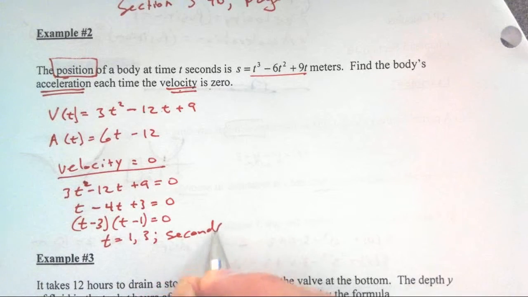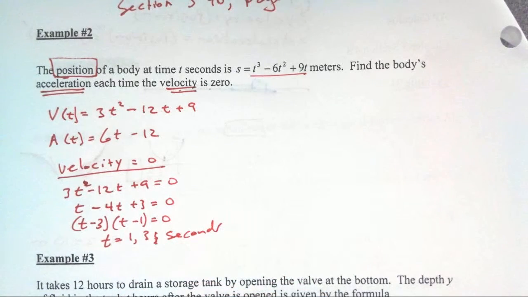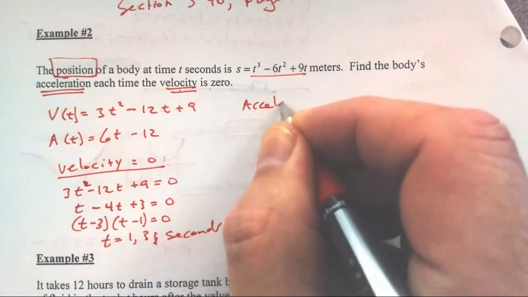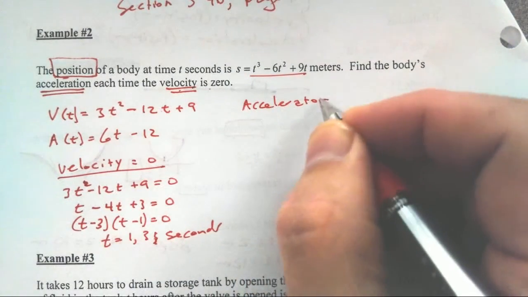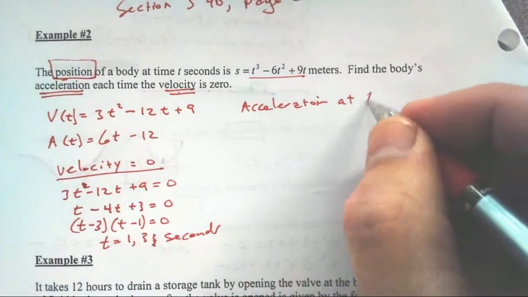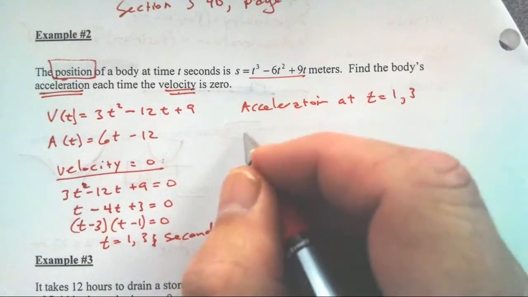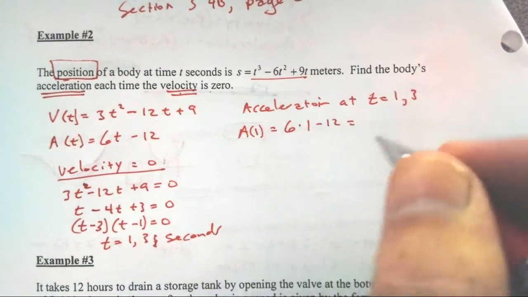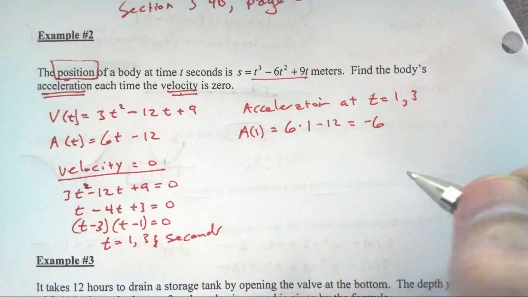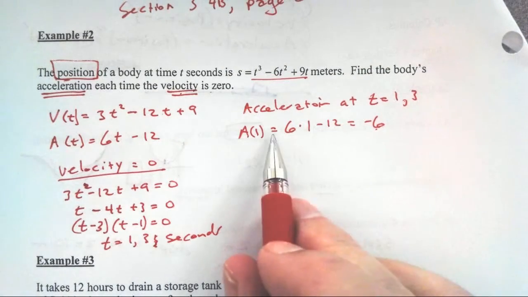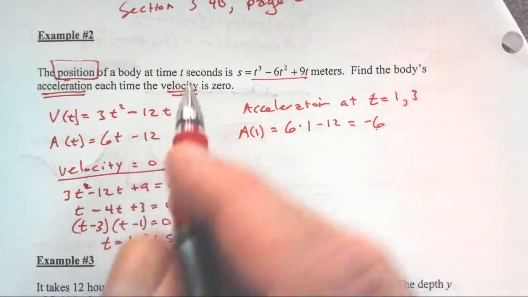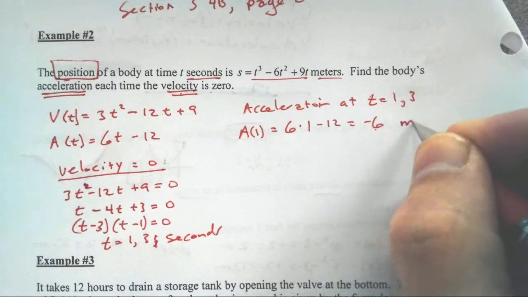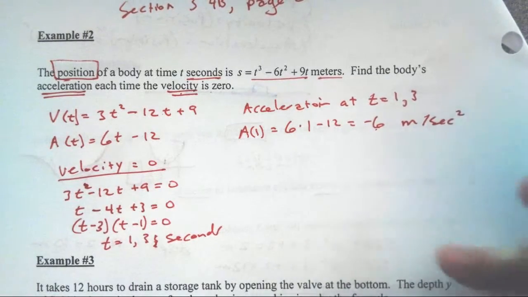seconds. 1 or 3 seconds. So now I just want acceleration at time 1 and 3. So acceleration at time 1 is 6 times 1 minus 12, or negative 6. What unit am I going to use for acceleration? Well, we're dealing in seconds and meters, so that is meters per second squared.